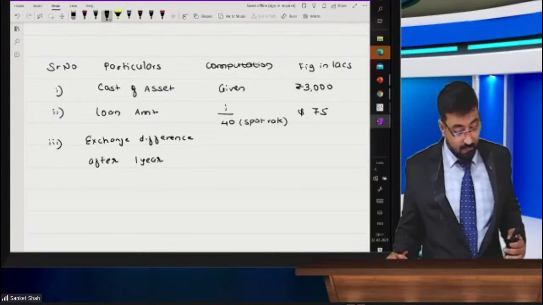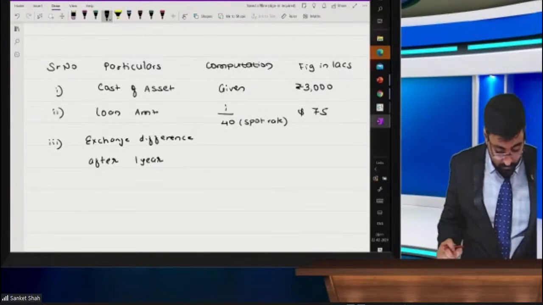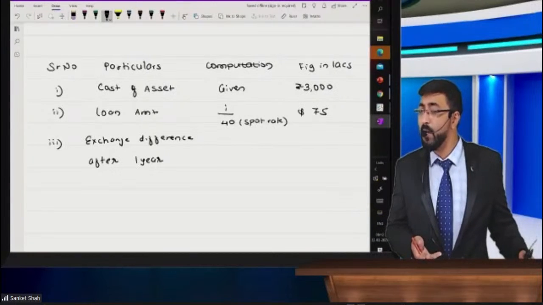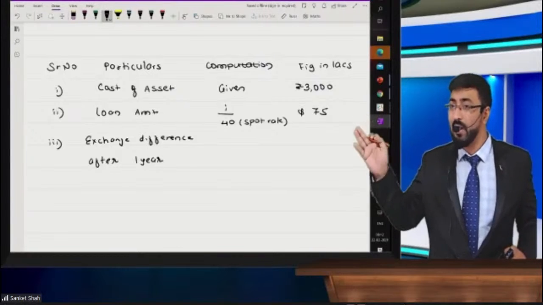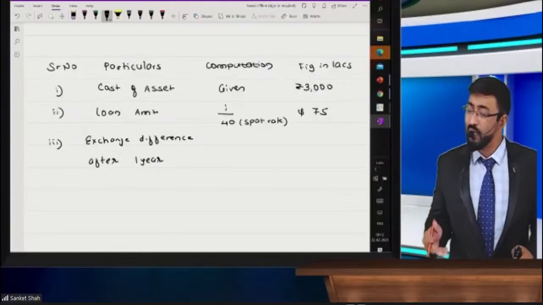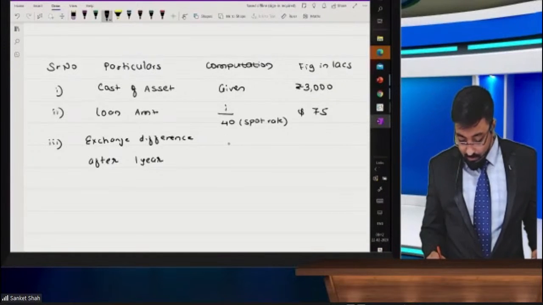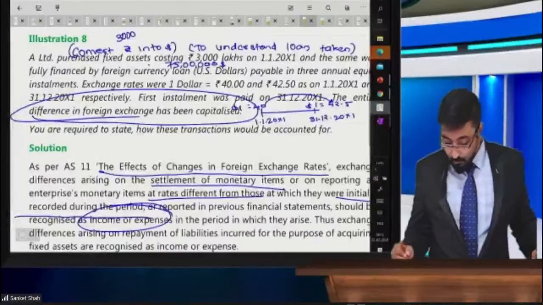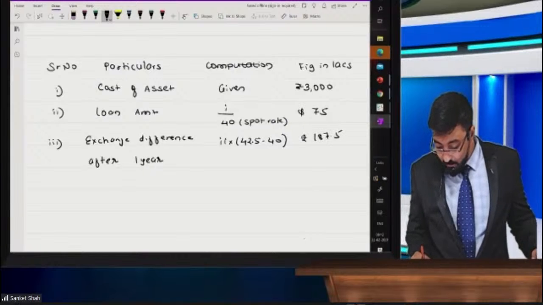So tell me, what is the exchange difference after 1 year, beta? No, there is no need to write it like ICAI material. You can simplify it like me. My answers are always based on serial number. Even in costing, I always write in the same way: serial number, particulars, computation, rupees, and then we get an answer. It's a very easy and unique way of presentation, and it looks very nice. So this is the exchange difference: Roman 2 multiplied by 42.5 minus 40, so this is rupees 187.5.